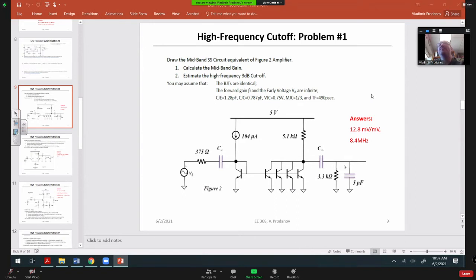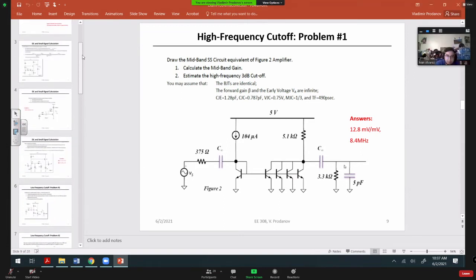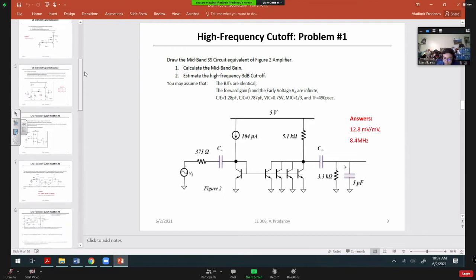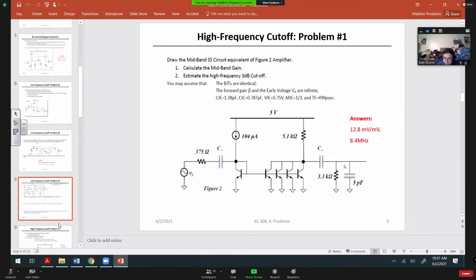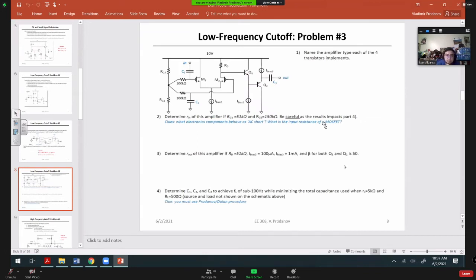Could you go over the low frequency cutoff problem number 3? Low frequency cutoff 3? Let me see. Yes. All right. In this one, you have to help me out. Recognize that if you see something that you haven't seen before, you have to first decompose it into structures that you understand. Can you identify stuff that you understand?